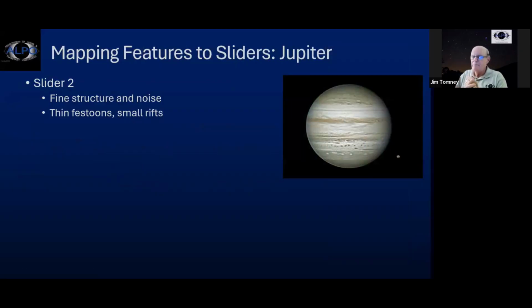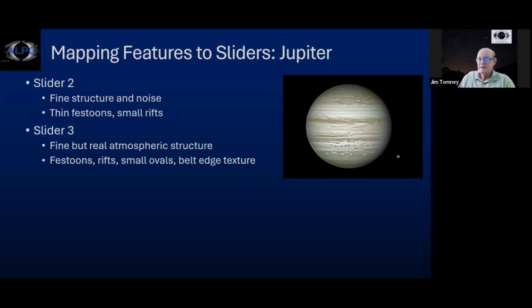So let's take a look at Jupiter, which is a high contrast object. Slider 2 is going to be helpful for the fine structures, but it's also going to have some noise. So we're going to want to do a little denoise. It's going to be very helpful for those thin festoons and small rifts. So, if you've got a really thin festoon here, slider 2 is going to be helpful in trying to bring that and accentuate that.